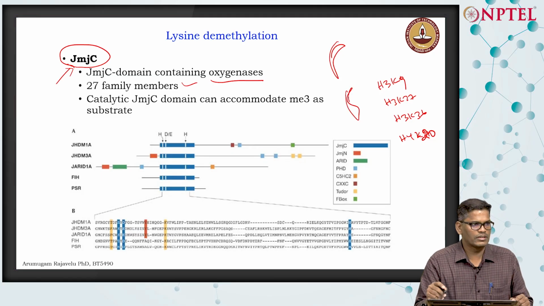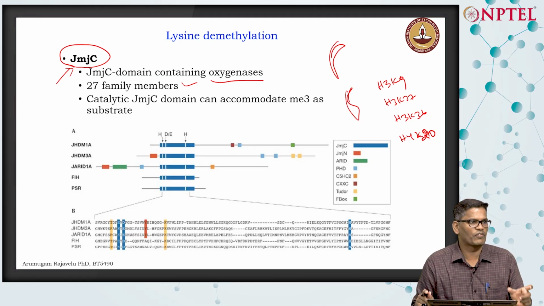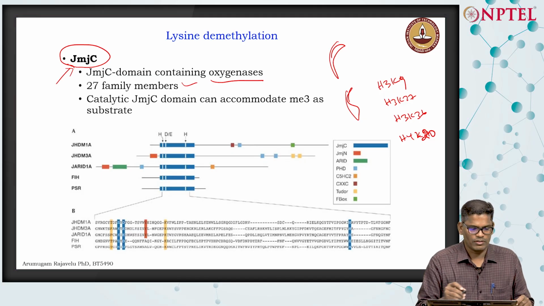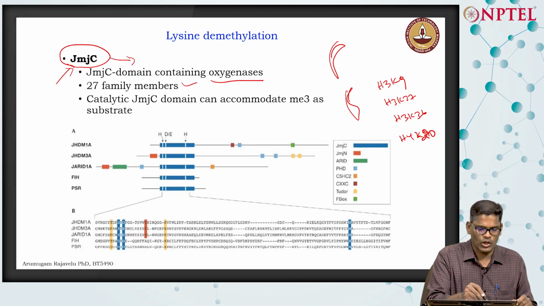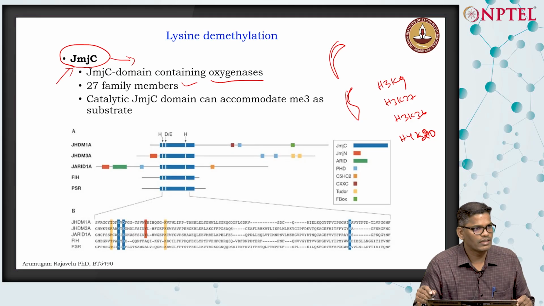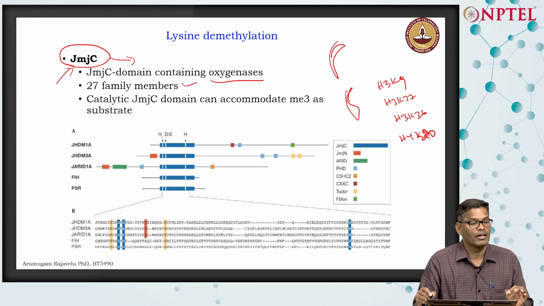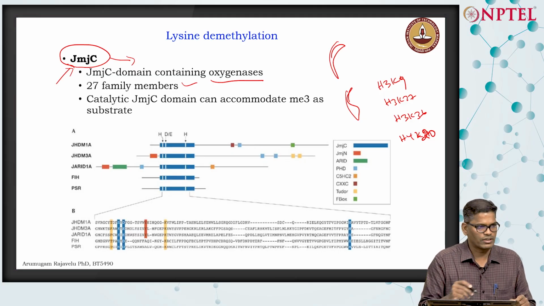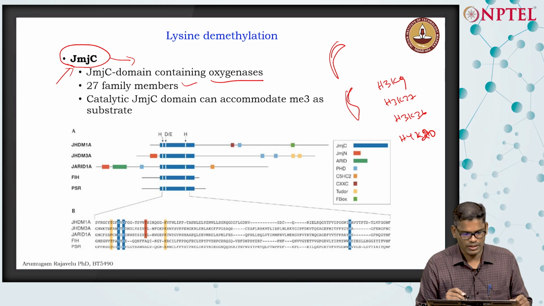So basically Jumonji means cruciform in Japanese. Because of its knockout phenotype in a neuronal cell line, they gave it that name. Later they found it can efficiently demethylate histone proteins. So that is what the name was initially given to these proteins.